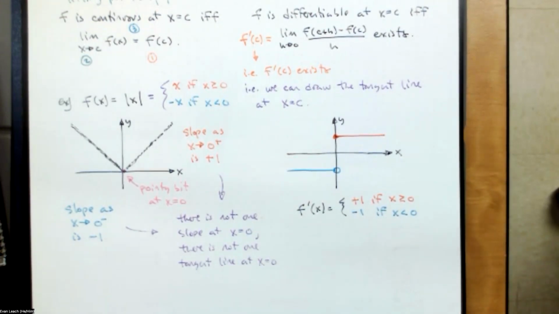What we notice about the derivative is that the derivative is discontinuous. This is what's going to be happening at pointy bits. The derivative will be discontinuous. The limit as h goes to 0 of the slope does not exist because we're approaching different values from either side.